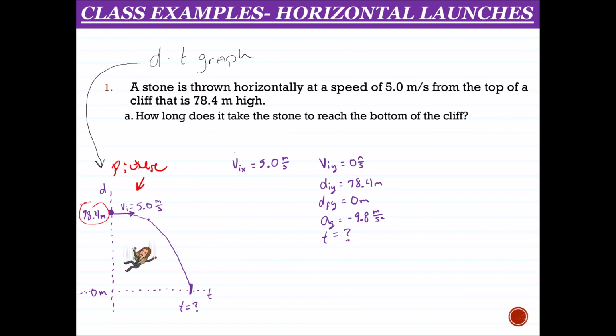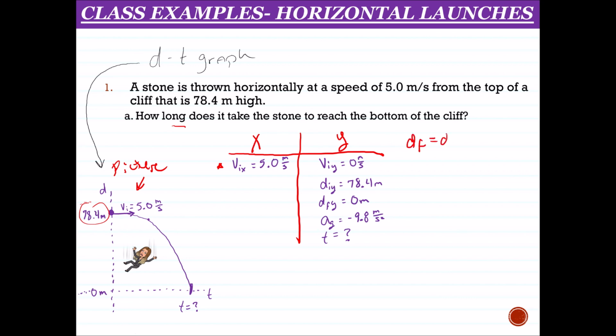You want to divide up your parameters into x and y. So here I have x. Notice I only have one variable in the x direction. I can't solve anything with that. You need two or more variables to solve any part of the equation. So I'm going to work in the y direction to find how long or how much time it takes the stone to reach the bottom of the cliff. So I need to find time.